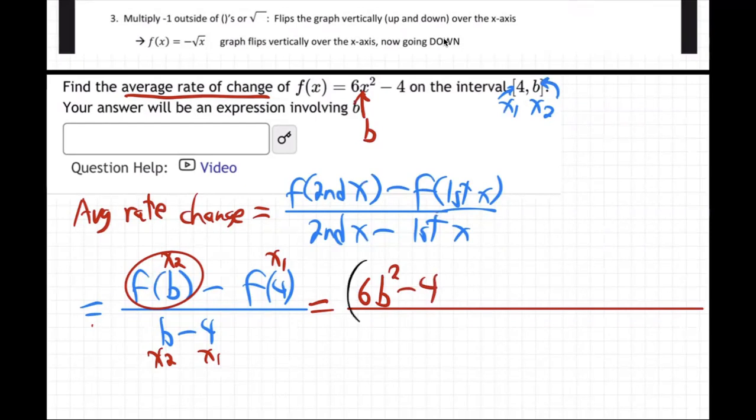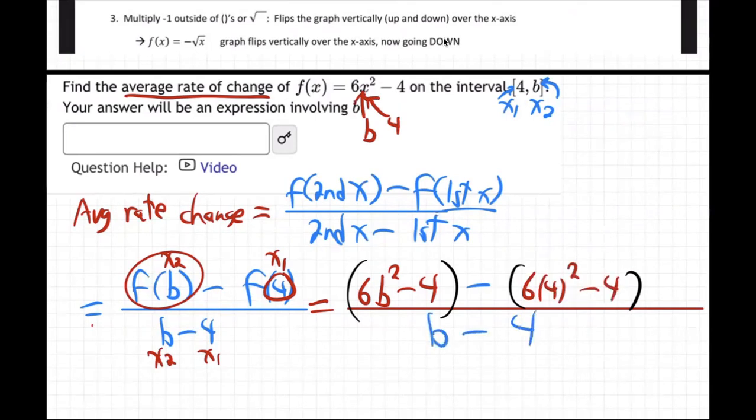Now, let me encourage you to put parentheses around that whole first group, minus, and then comes the second group. I'm going to parenthesize this as well, and I'm going to plug in 4. So it'll be 6 times 4 squared minus 4, over b minus 4. Is that making sense for you, I hope? So f of b means plug b into the f function, so you get 6b squared minus 4. And f of 4 means plug 4 in, so 6 times 4 squared minus 4.